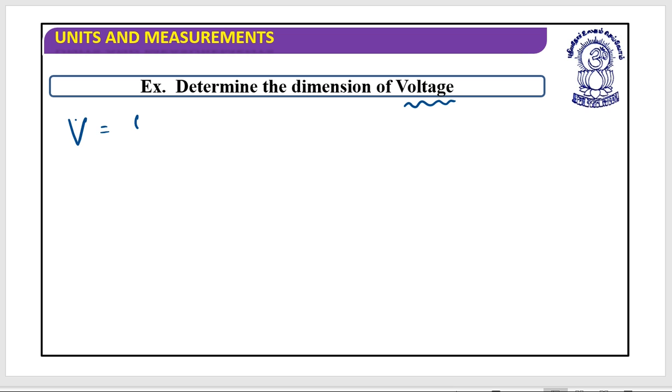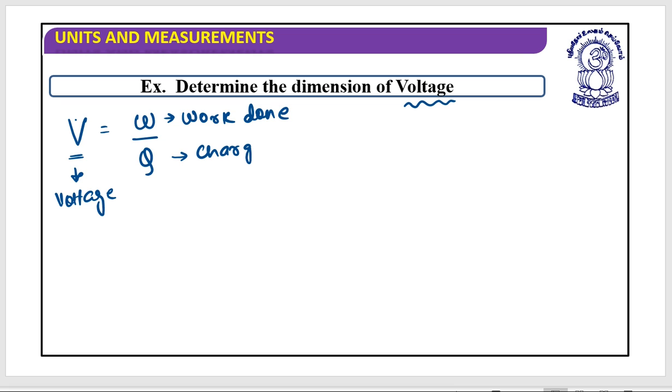We have one more relation. This is work done divided by charge. It's voltage. This is voltage. This is work done. And this is charge. So, do you know the dimensions of work done? Yes, sir. Do you know the dimensions of charge? Yes, sir. So, go for it.